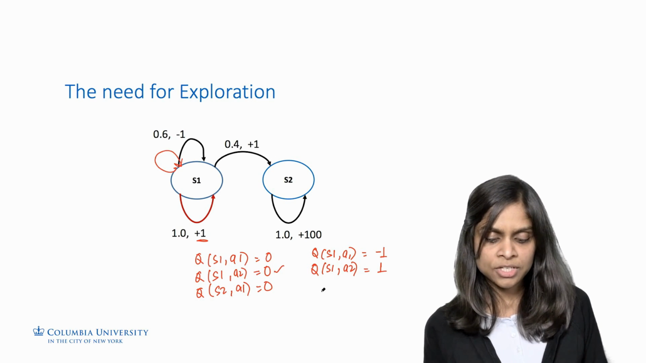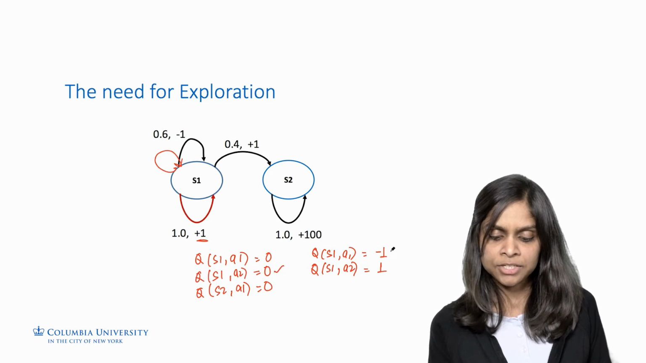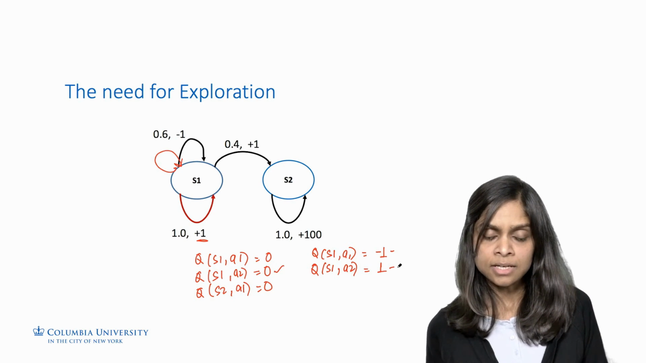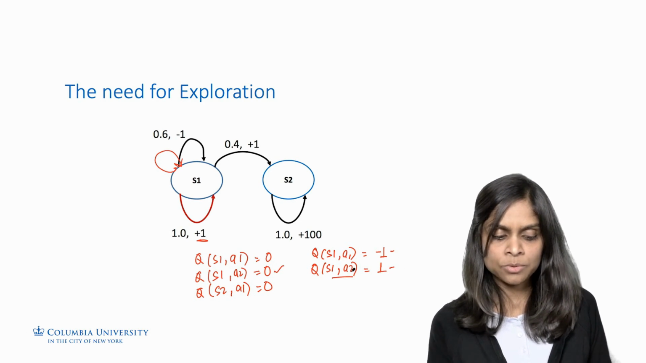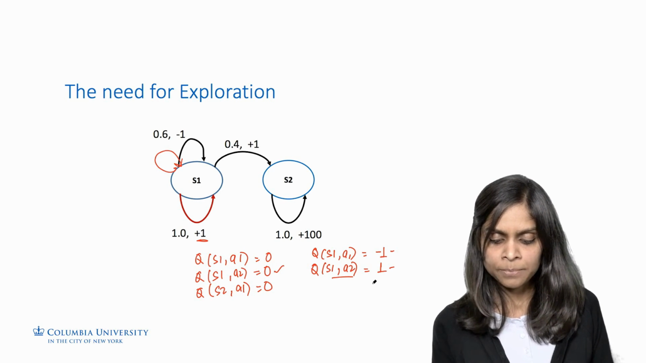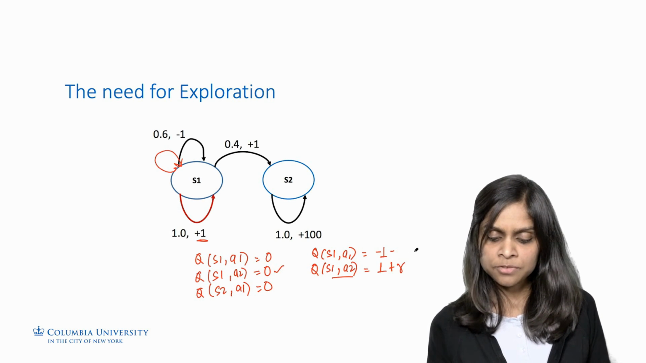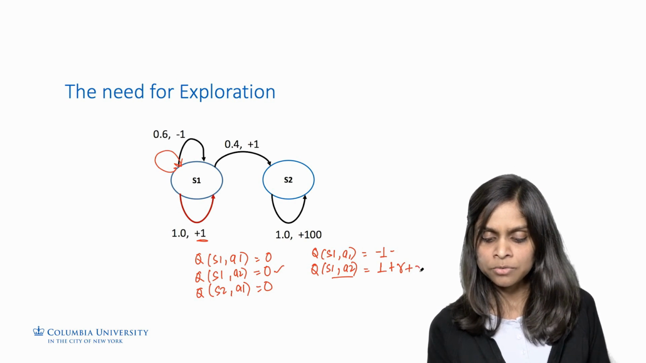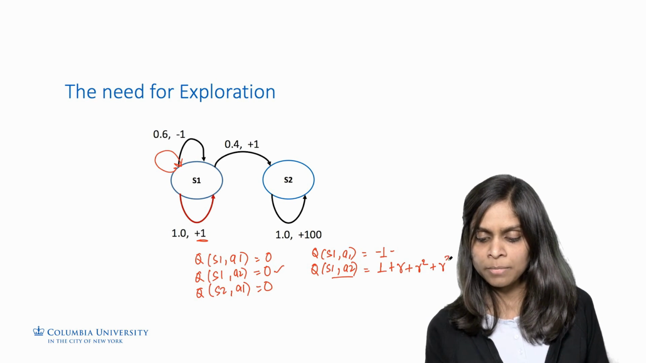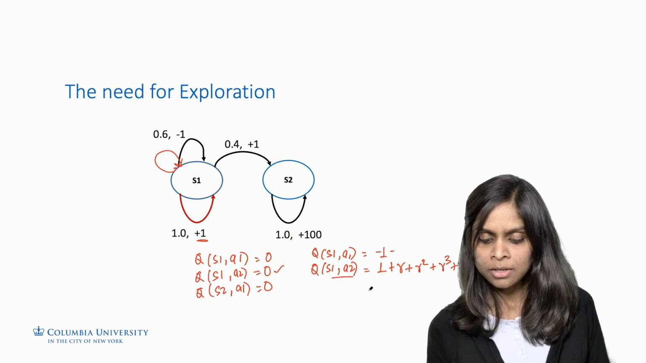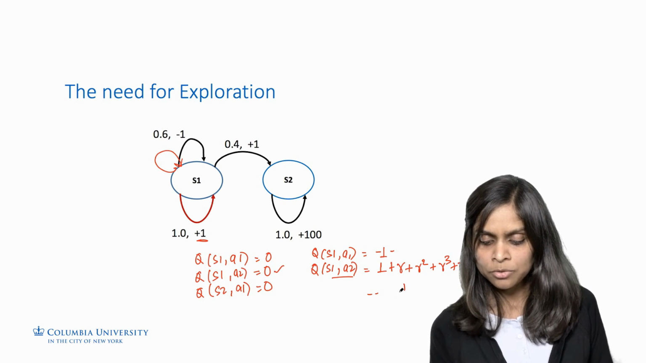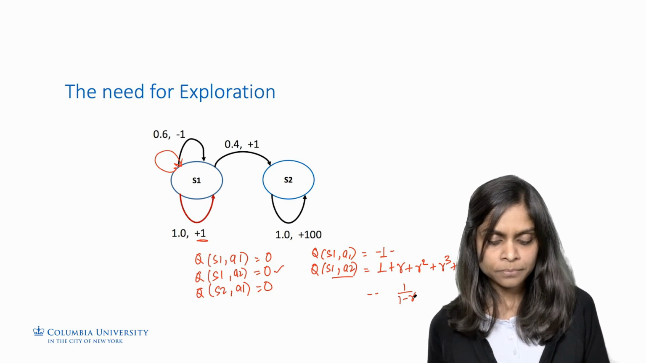Now in the next iteration, it again compares the actions A1 and A2 in this state, and again decides that A2 is a better action. It will update the Q value to 1 plus gamma now. The rounds will proceed in this way. The Q value of S1, A2 will keep getting updated by addition of gamma squared, gamma cubed, and so on, until it will converge to 1 over 1 minus gamma.